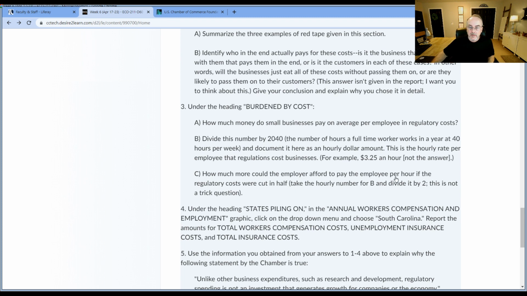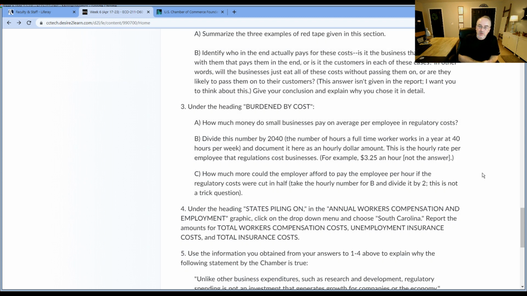Okay? This is the hourly rate per employee that regulations cost businesses, for example, $3.25 an hour, not the answer, because that's not going to be the answer, but just whatever you get, give me a dollar and cent number for B. And then C, how much more could the employer afford to pay the employee per hour if the regulatory costs were cut in half? All right, so take the hourly number for B, we just came up with that, divide it by 2. And it's not a trick question.